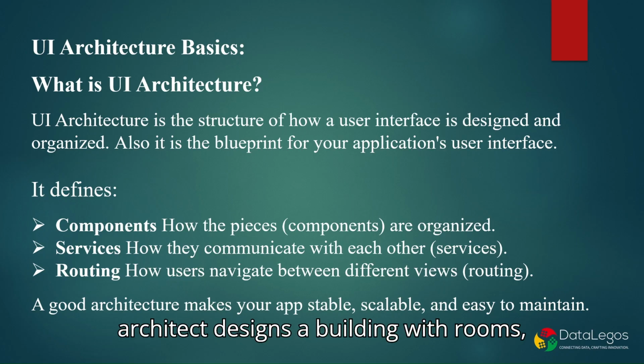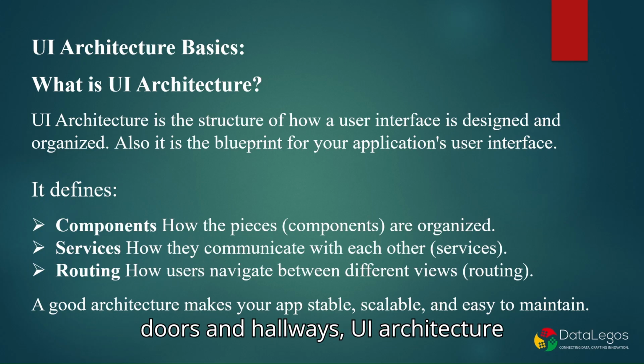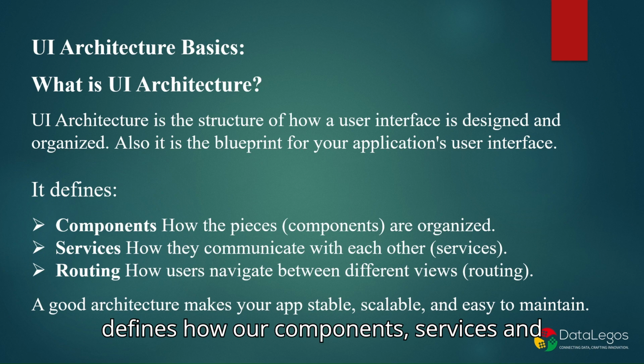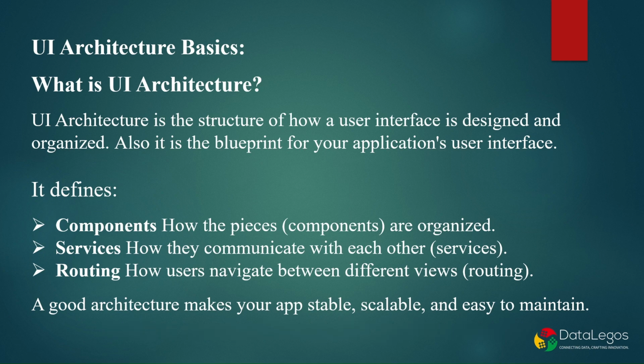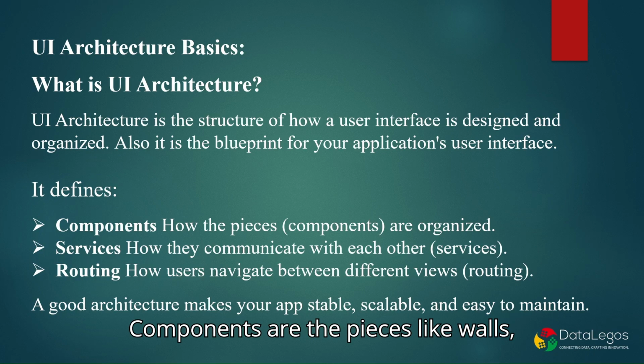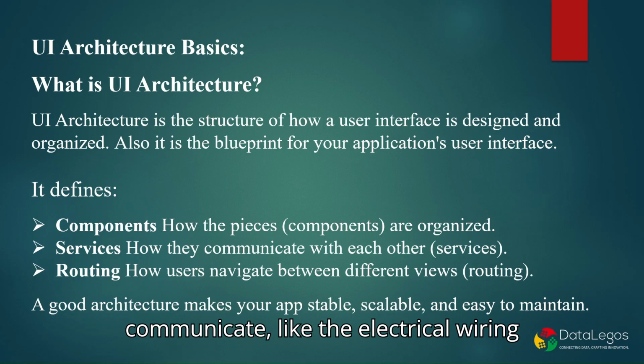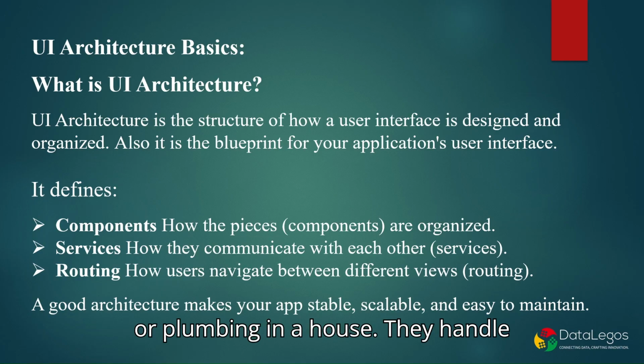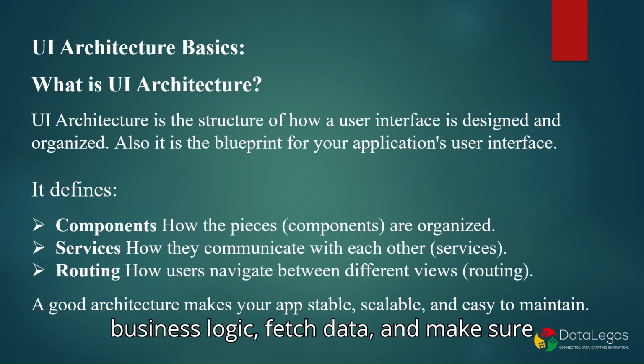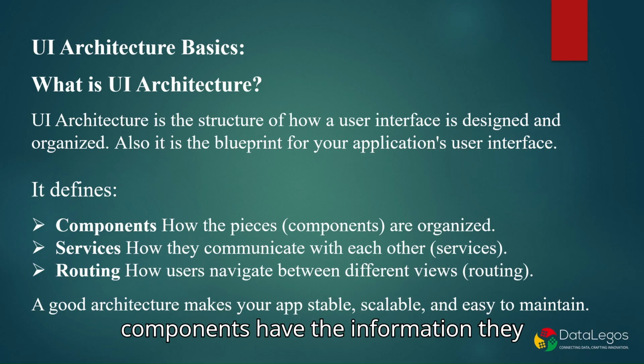Just like an architect designs a building with rooms, doors, and hallways, UI architecture defines how our components, services, and navigation work together. Components are the pieces, like walls, windows, and doors, small, reusable UI parts such as buttons, headers, or forms. Services are how these pieces communicate, like the electrical wiring or plumbing in a house. They handle business logic, fetch data, and make sure components have the information they need.